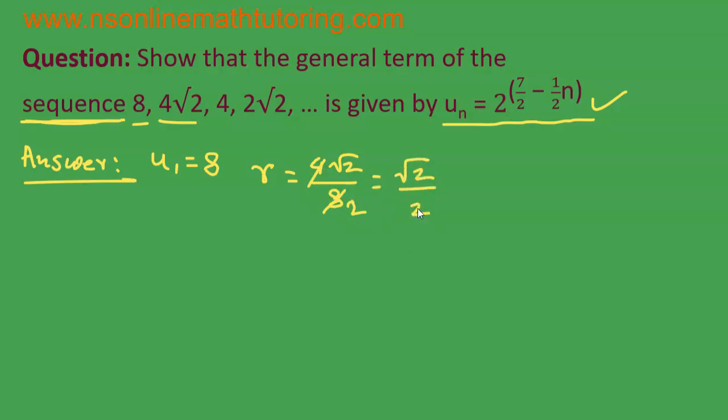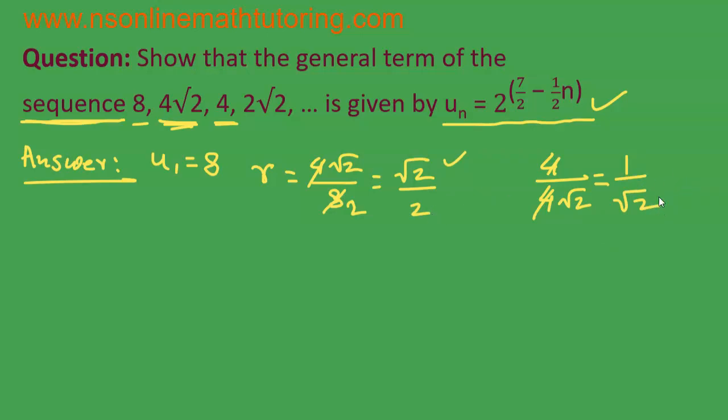I am not sure whether this is the same ratio that I will get if I divide the third term by the second term. Let's see. 4 over root 2. These two will get cancelled and this is equal to 1 over root 2. Is it the same as root 2 over 2?